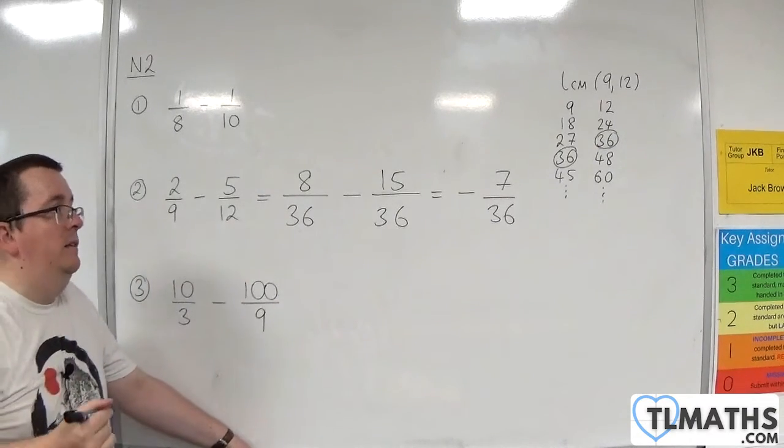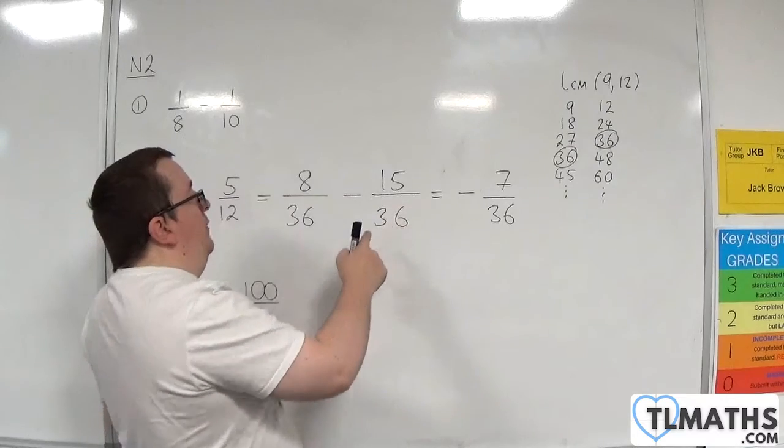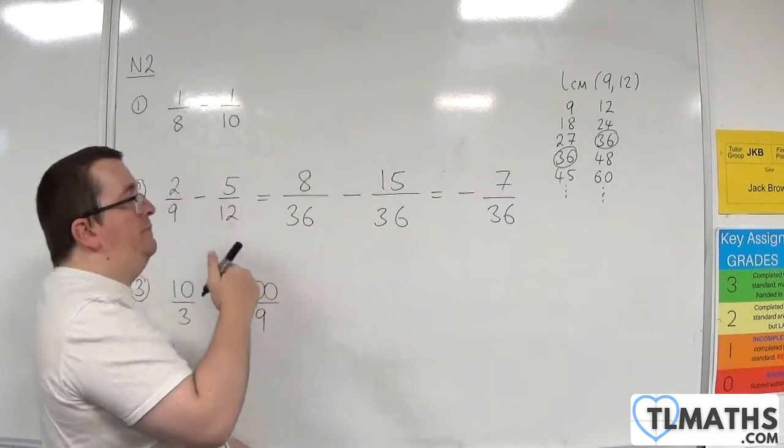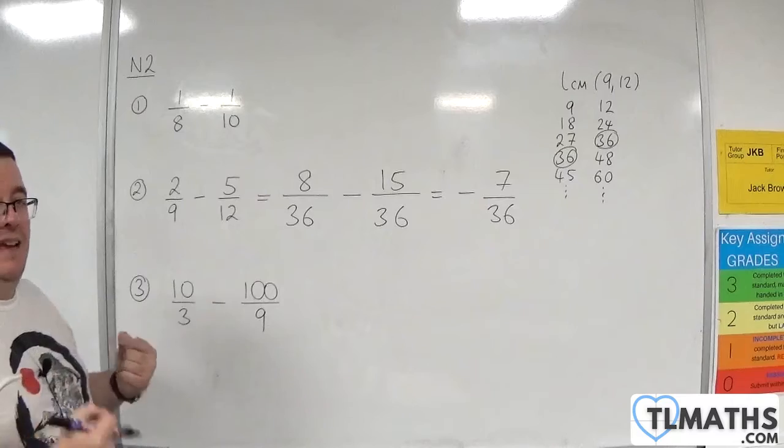Okay? Again, if you're not happy about doing it where you've got a smaller take away a larger, just reverse them and then stick a negative in front. Okay?